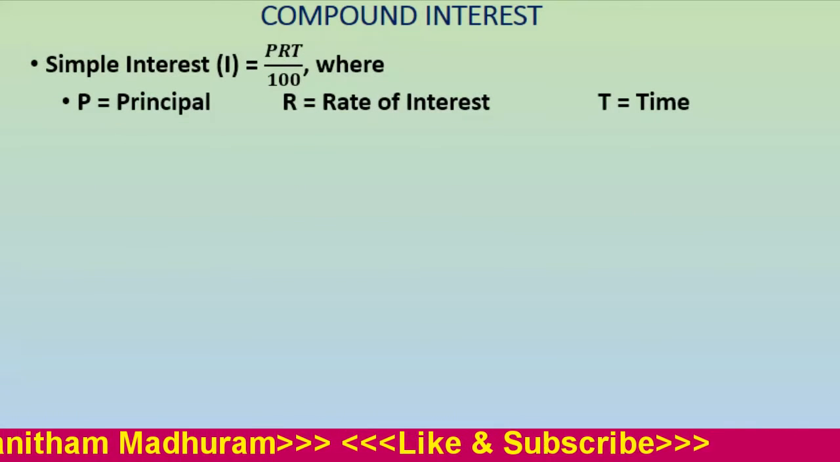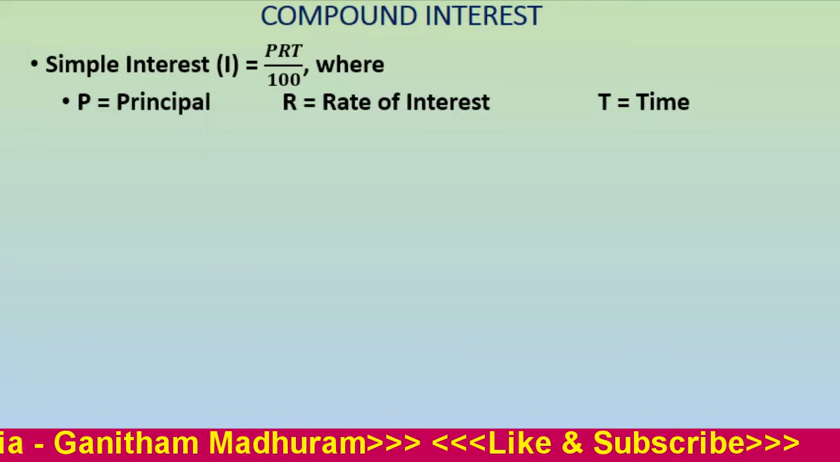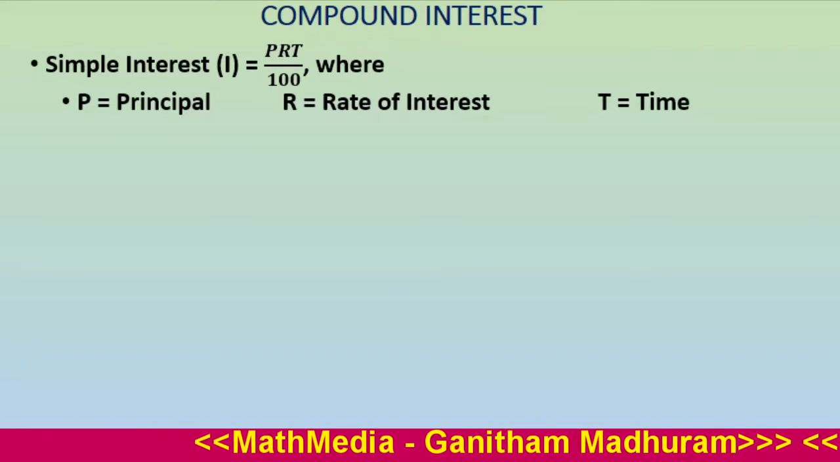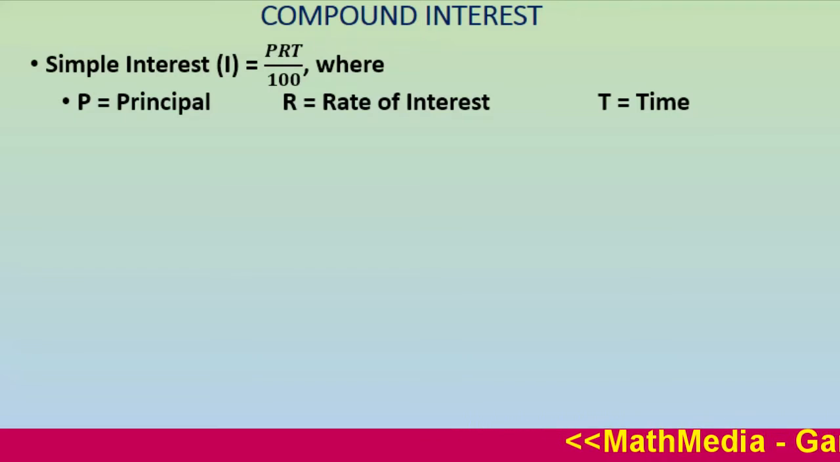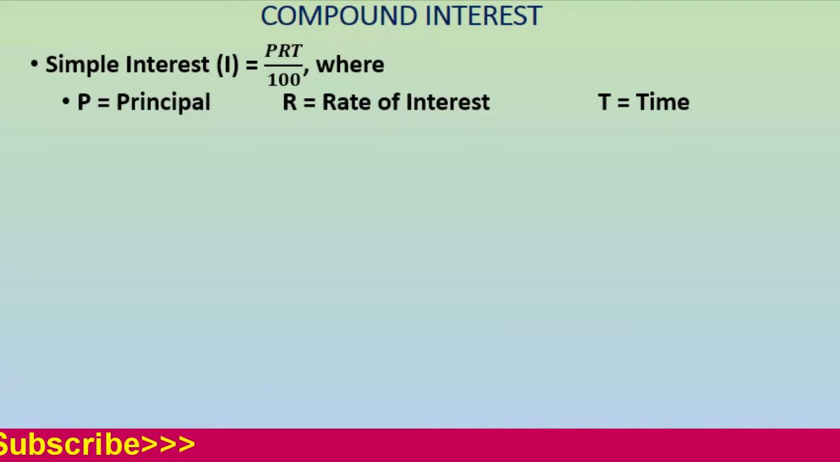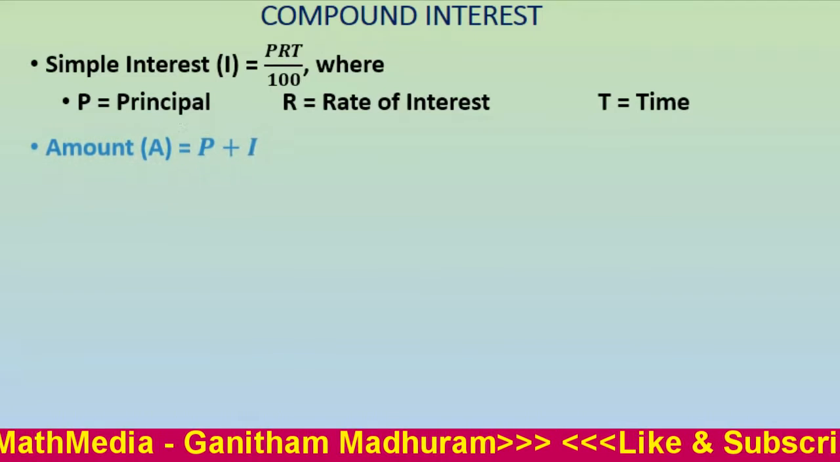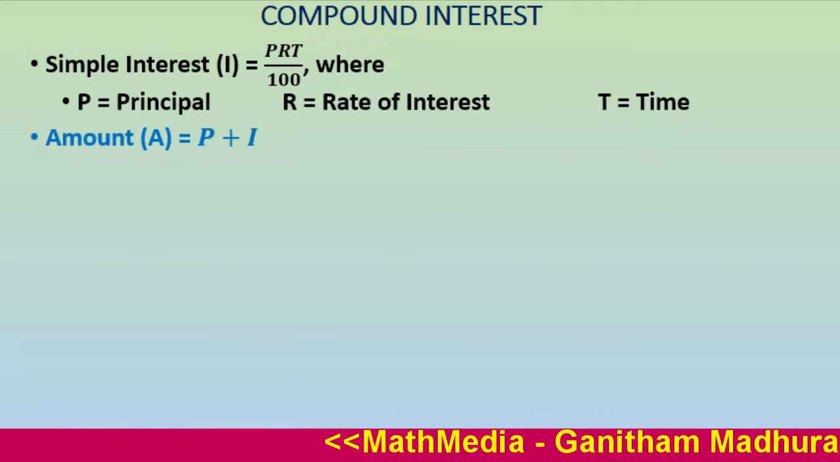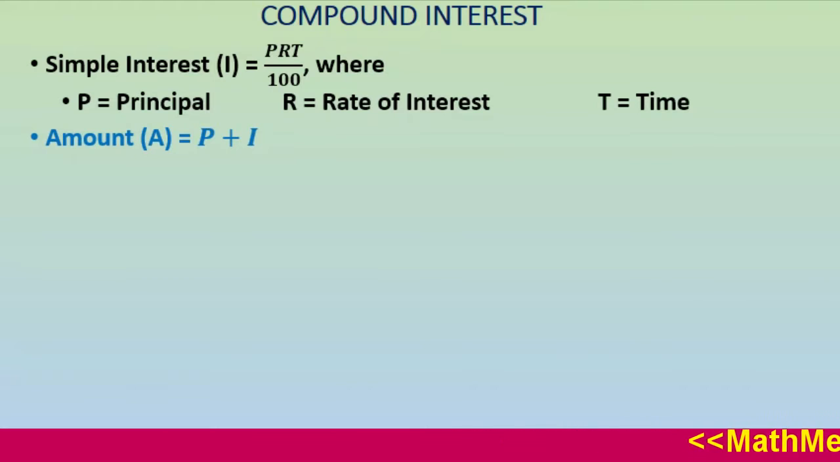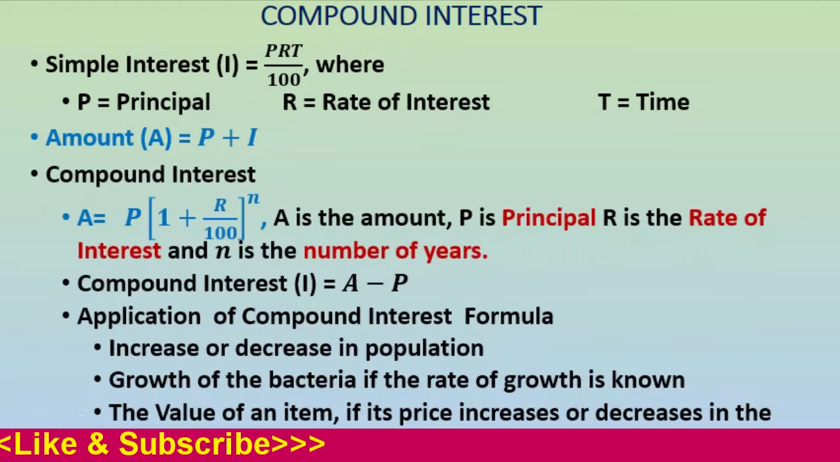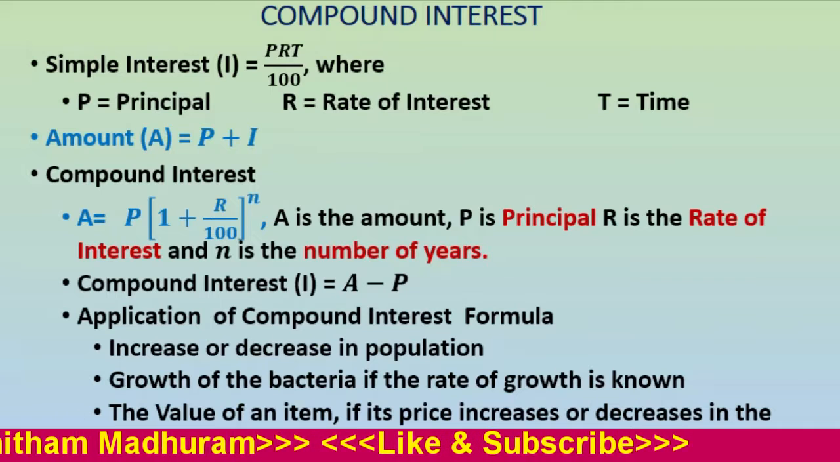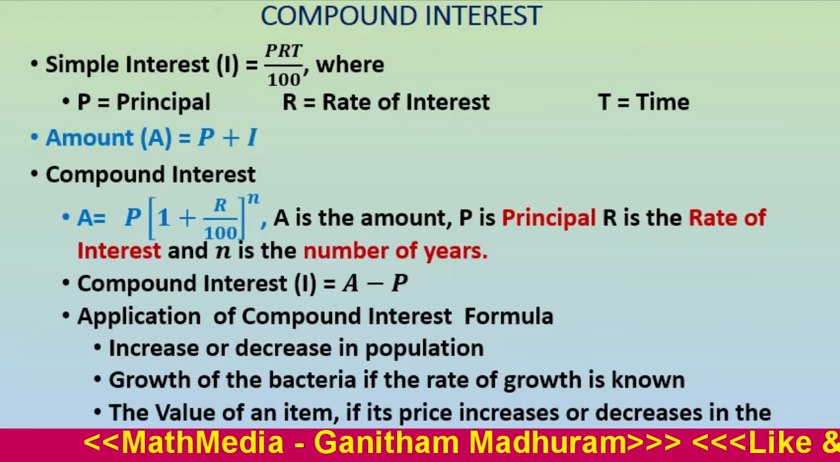Children, you have learned simple interest equal to PRT upon 100, where P is the principal, R is the rate of interest, and T is time. Amount A equal to principal plus interest. Now we are discussing about compound interest.